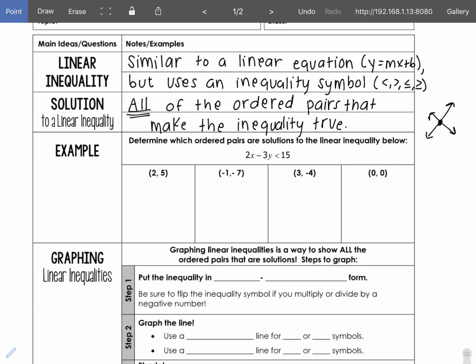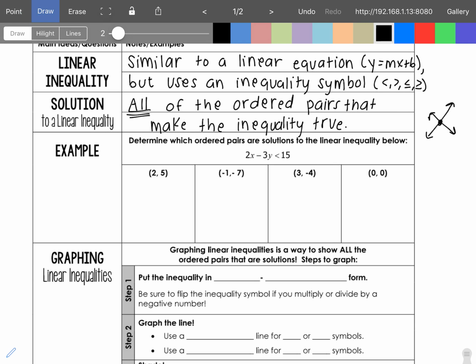So let's pretend we have this equation: 2x minus 3y is less than 15. And we want to determine which ordered pairs are solutions to the linear inequality below. The reason that this is called a linear inequality is because you have an inequality symbol, and there's a y and there's an x. Here you have an equal to sign, and there's a y and there's an x, which makes it a linear equation because of the equal to sign. So equation is equal to. Linear inequality are one of these signs, one of these four. Okay, so let's plug in our points.